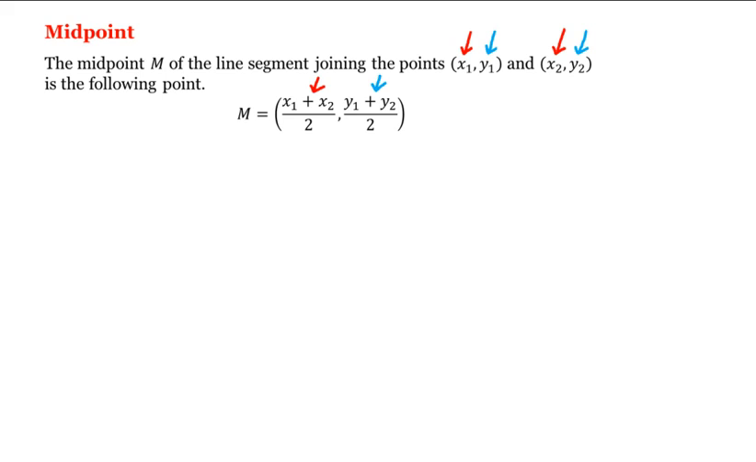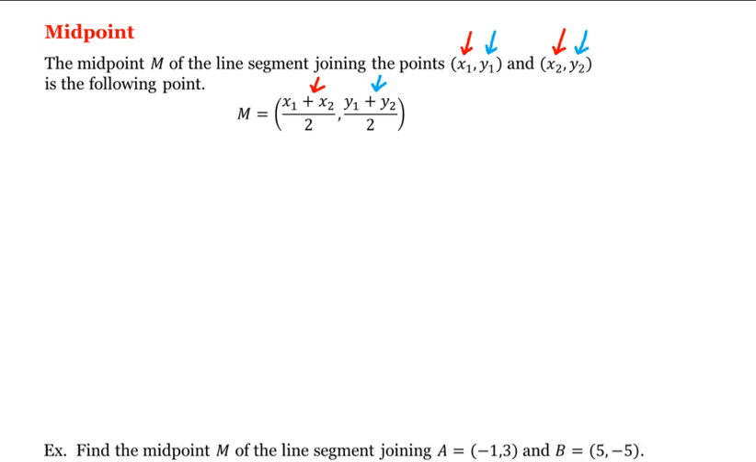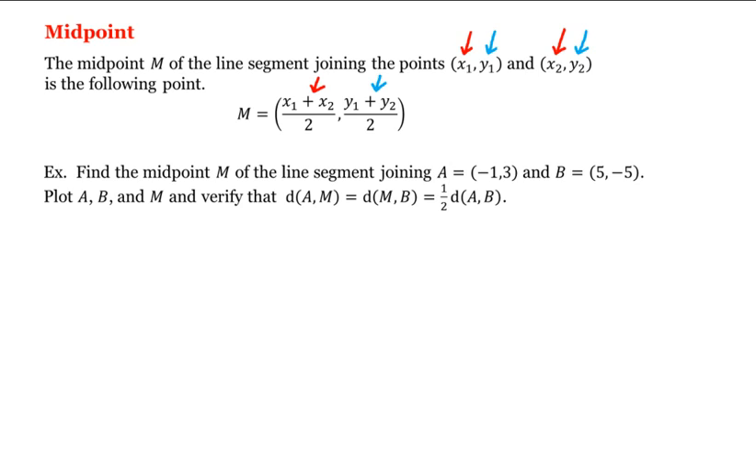The midpoint is a unique point on the line segment joining these 2 points that's exactly halfway between them. Let's look at an example. Let's find the midpoint M of the line segment joining A and B. We'll then plot A, B, and M, and we will verify that indeed M is that unique point that is exactly halfway between A and B.